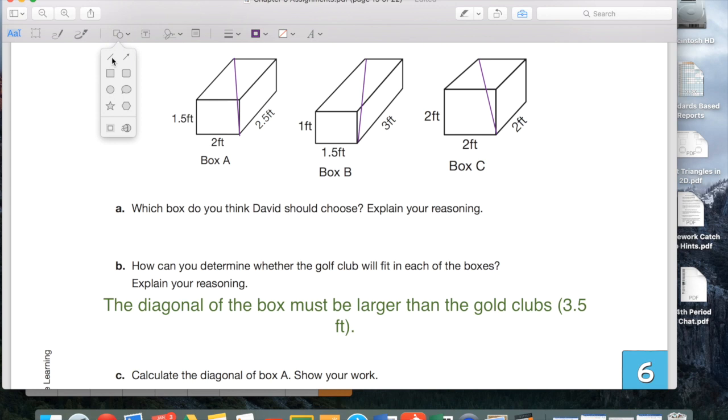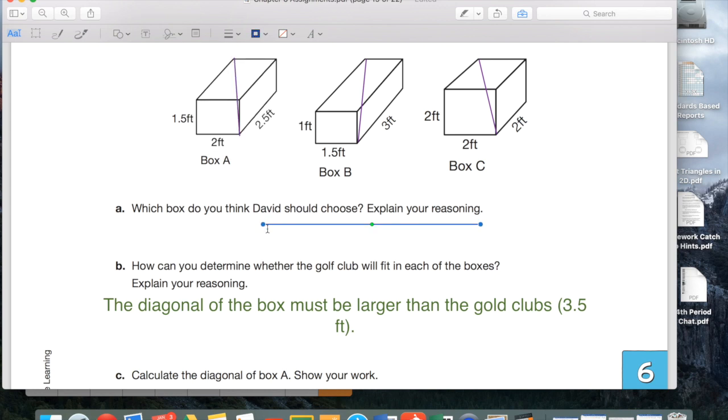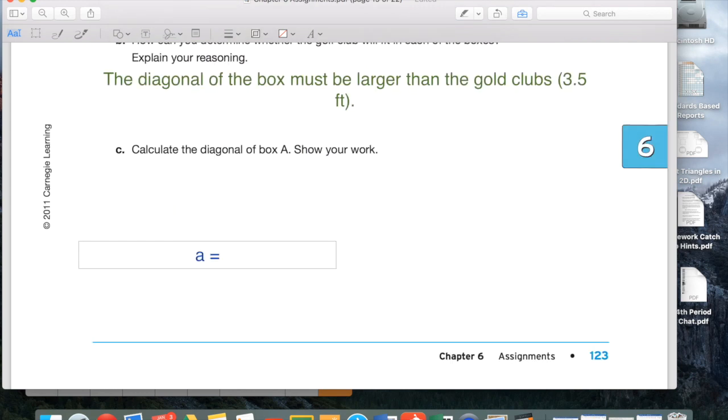So remember, when you do this, you have to think about how do you get that side length. So you have to do your Pythagorean theorem twice on each of these. Now, one side length is 2 feet, and the other side length is 2.5 feet.